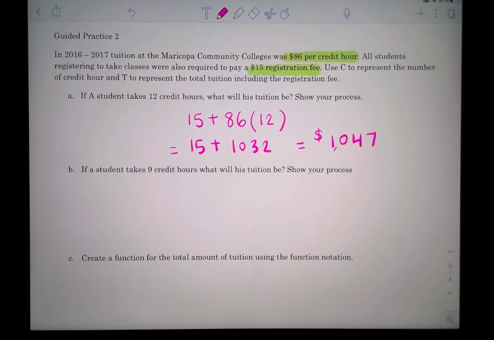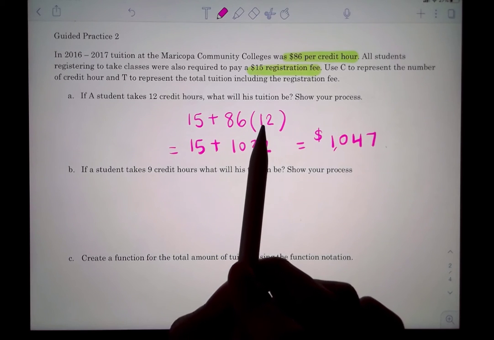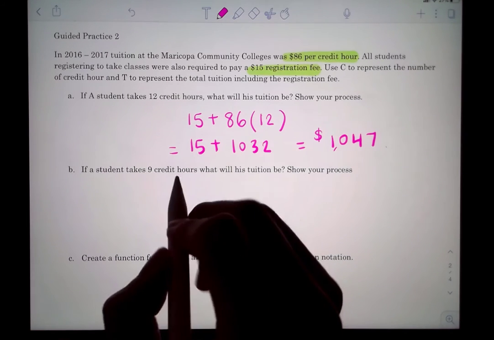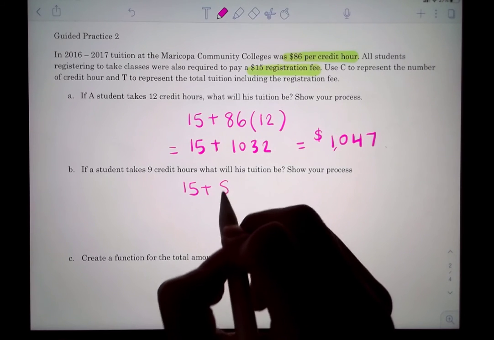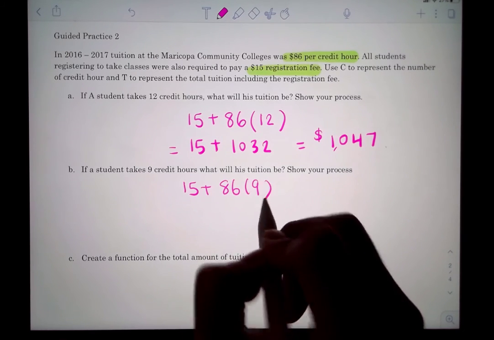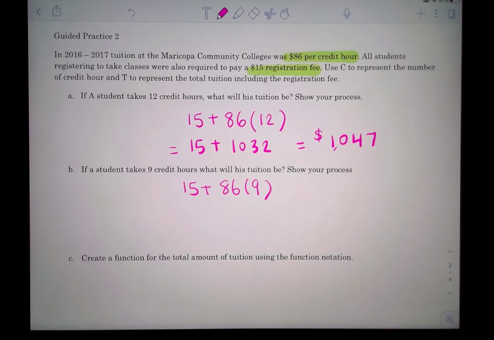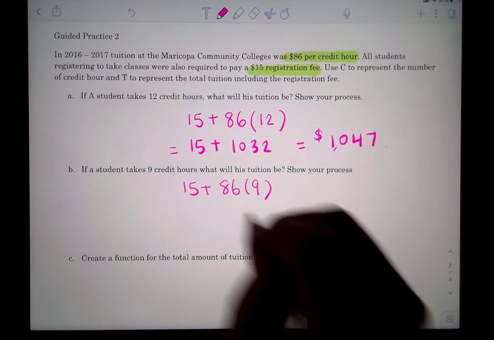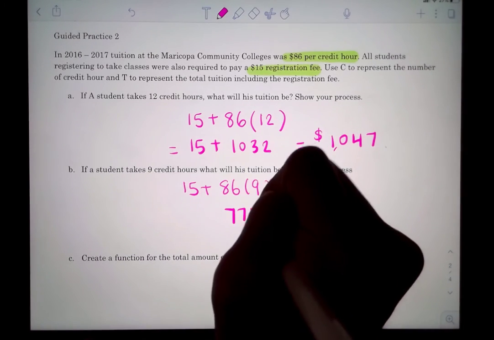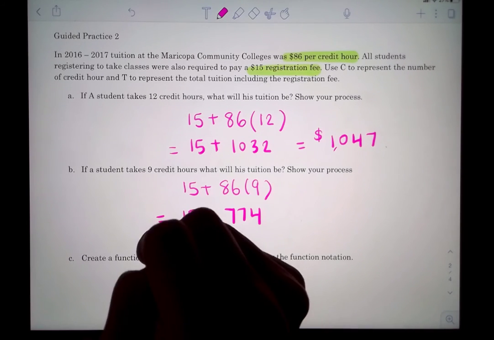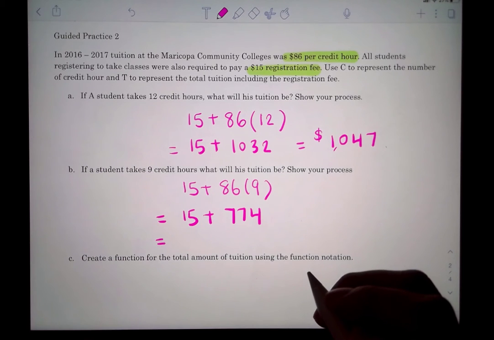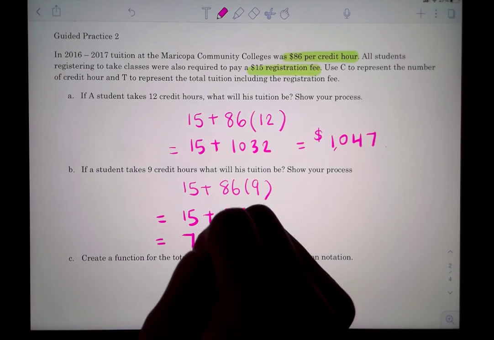And B, a student takes 9 credit hours. Then what's the tuition? Instead of this 12, we put 9, because you still need to pay $15 for the registration fee. 86 times 9 is 774. This is 774 plus 15, then you get $789.